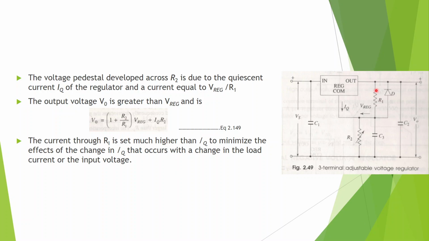Now the current through R1 is set at a much higher value than that of IQ, because this IQ value will change according to the change in the load current. It will also change according to the change in the input voltage. So to minimize the effect of these changes in the output, this value is kept at a minimum value, as you can see in the equation here, so that the effect of this on the overall output voltage can be minimized.